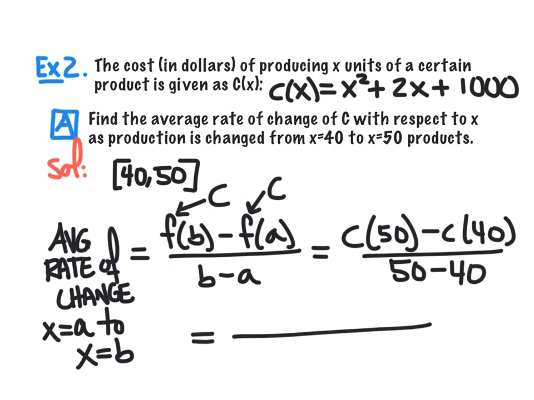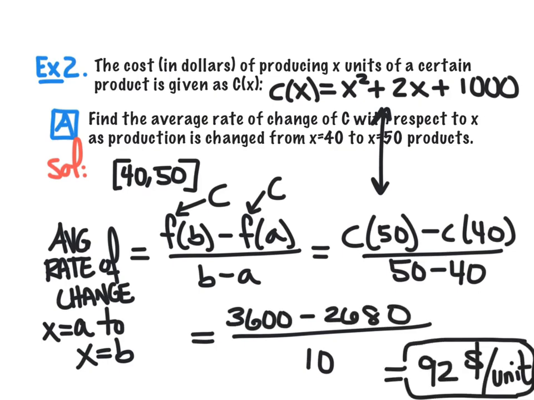Okay. And obviously we have 10 on the bottom. The things on top we just input into the equation up here and we'll get some value, so I'm going to do that. And so when all is said and done, we get $92 per unit to be the average rate of change when production moves from 40 units to 50 units.